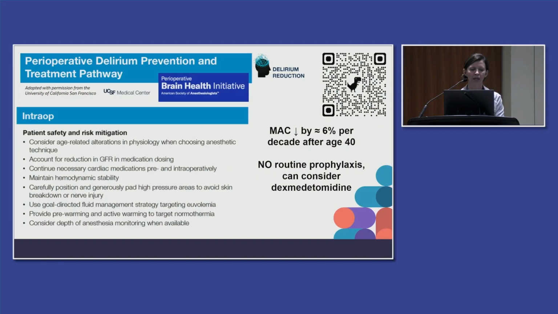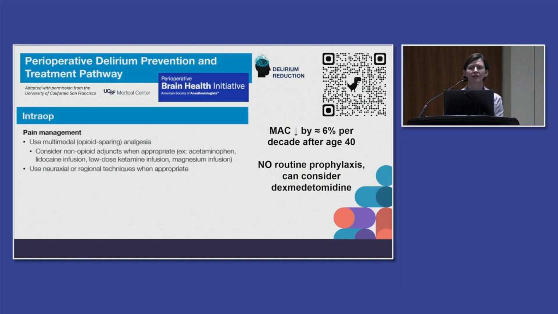And also there's no routine prophylaxis that's recommended, but you can consider dexmedetomidine from our ASA guideline that just came out that I showed. But other general themes are things like paying attention to the different physiology that older patients or frail patients present to the OR with, and other things that we need to do with our medications, keeping them warm, taking into account that they have friable skin. Those types of things can help them do better in the operating room and protect their recovery.